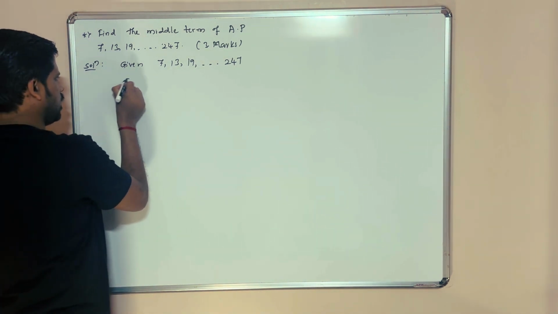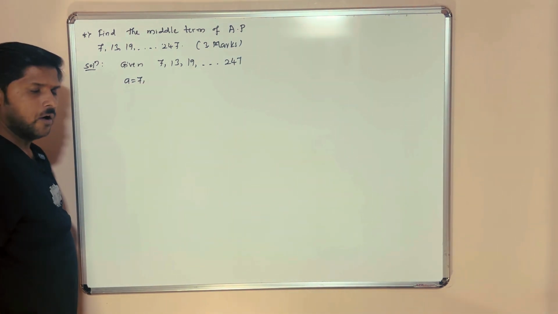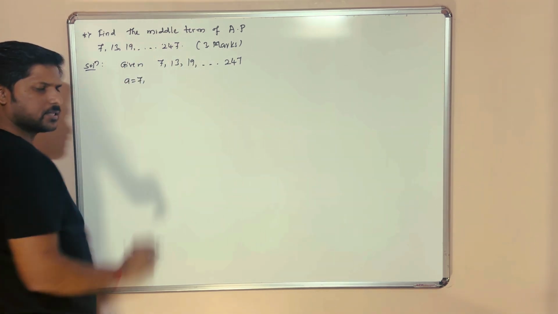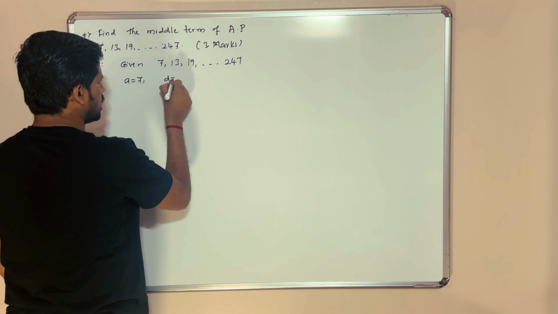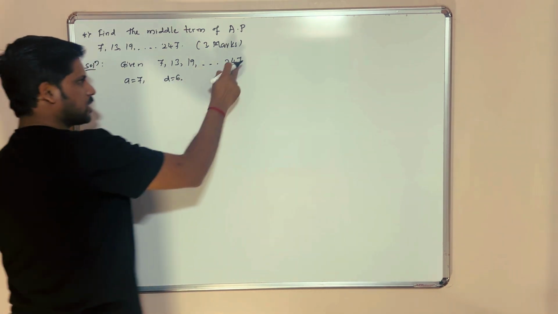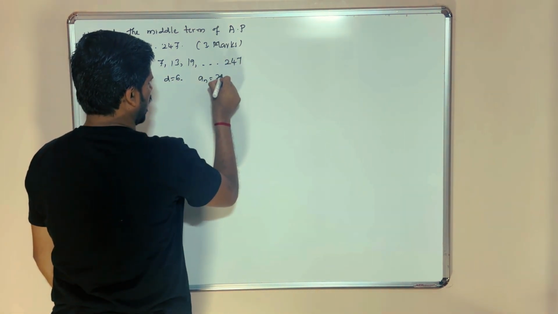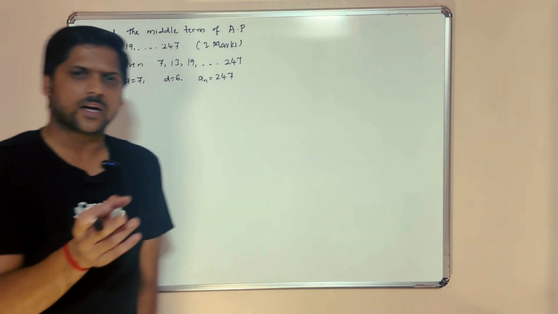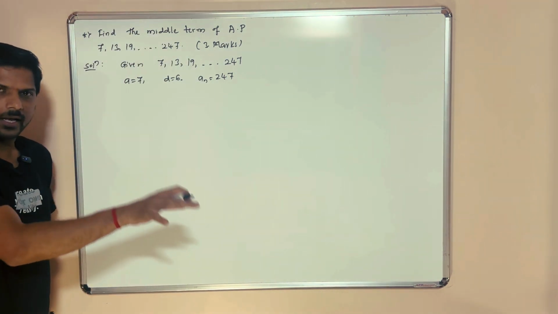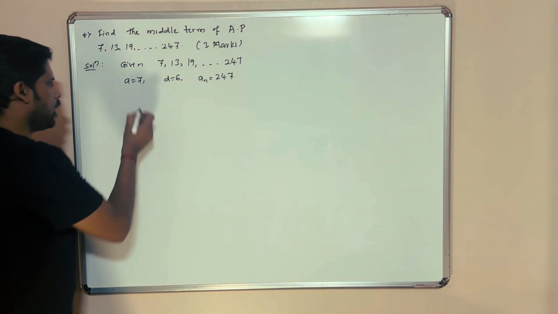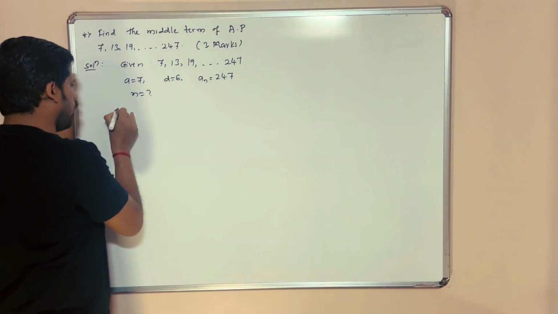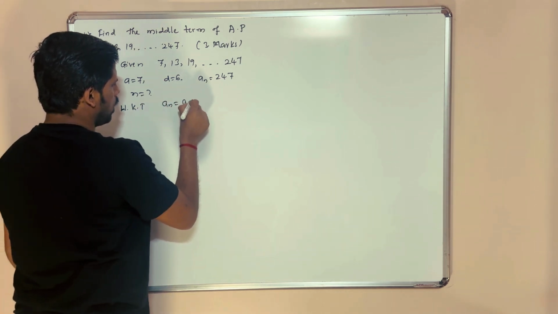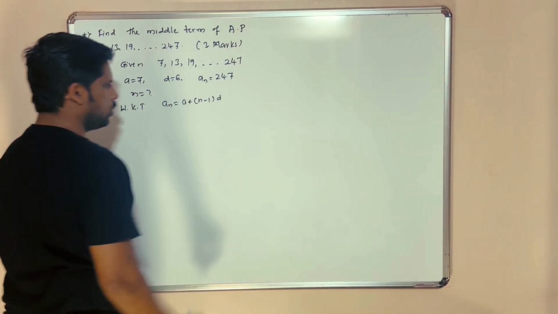Here given is a is equal to 7. What is the difference? 13 minus 7, 6. 19 minus 13, again 6. So common difference is 6. And what is the last term? 247. Last term 247. First we will find n, then after that we are going to find the middle term of the given AP. Right? So here n is what we have to find. So the formula we know: an is equal to a plus n minus 1 into d.